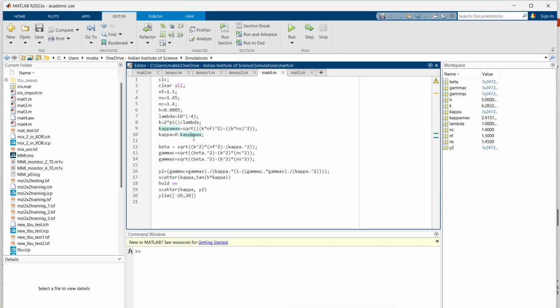So that is how I have defined this kappa max here. Then I have defined what is beta, what is gamma c, what is gamma s based on the equations that we just saw. And then I have plotted kappa. So look here, I have plotted kappa comma tan kappa into h, and I have also plotted kappa comma y2. So y2 is nothing but the RHS. I have written the RHS and then I have plotted the RHS as well as the LHS, and let us see how the plot looks.